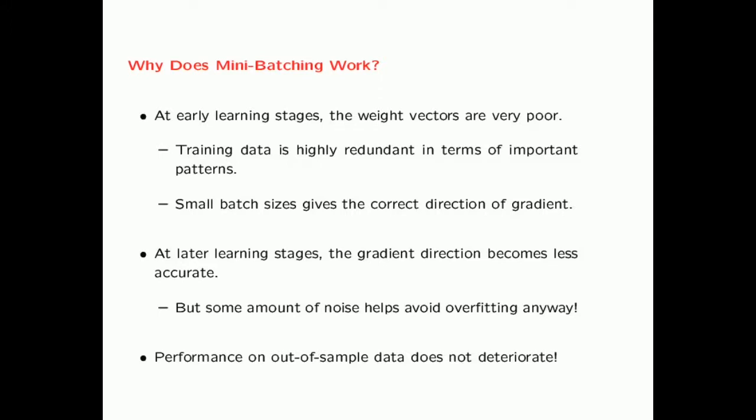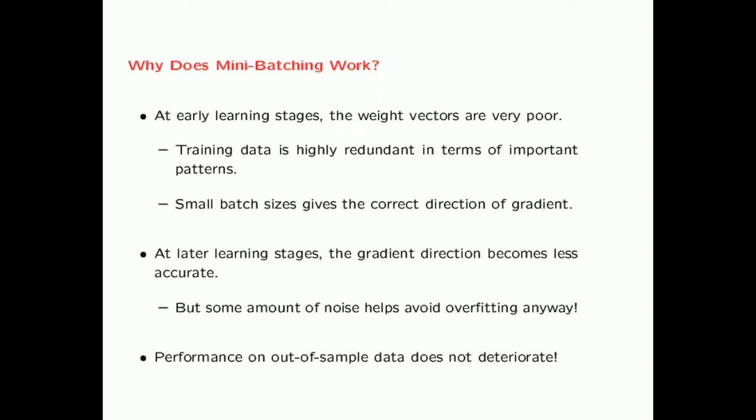Now, why does mini-batch matching work? One reason is that at the early learning stages, the weight vectors are very poor and the training data is highly redundant in terms of the important patterns. So even if you use very small batch sizes, it typically gives you the correct direction of the gradient. However, at later learning stages, the gradient direction becomes less accurate.